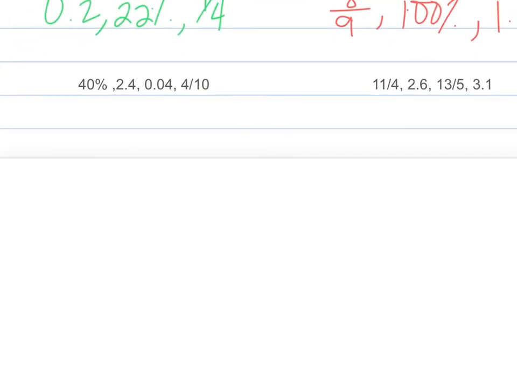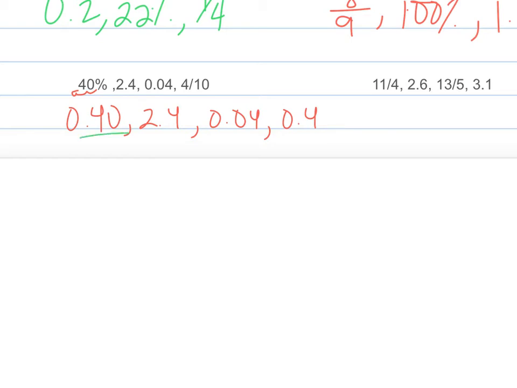Okay. Try these two on your own if you feel ready. So 40% as a decimal would be 4/10. 2 and 4/10 is already done. 4/100ths is done. And then the next one, 4/10. So all I did was change the format of these.